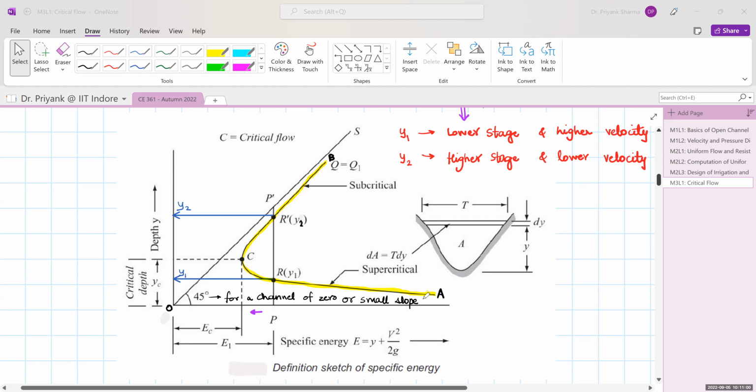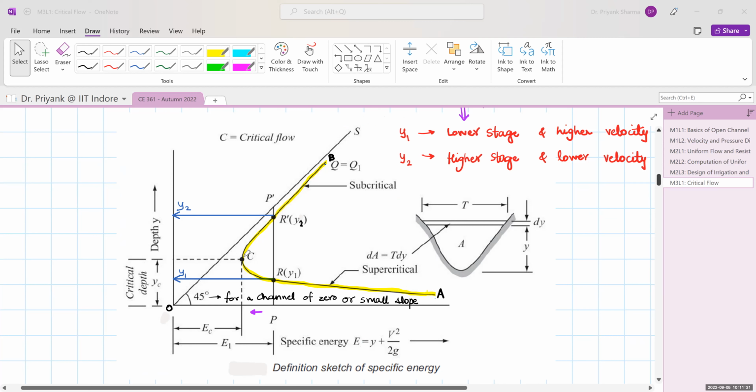compute the specific energy. So this yellow highlighted curve, that is curve A, C and B, is the curve you get when you plot your depth versus specific energy for a given discharge. Okay, so here your discharge Q is equal to constant. Now, what we can see is that this curve has two limbs. One limb is CB and the second limb is CA.